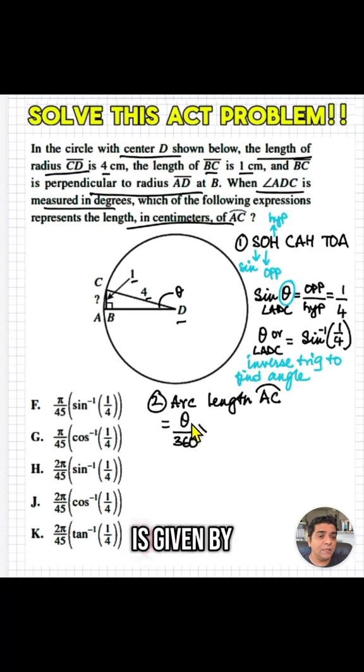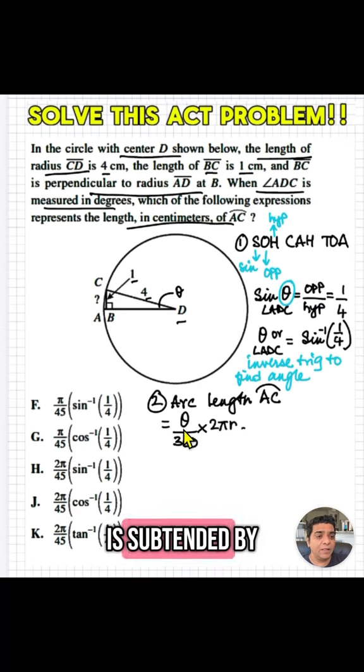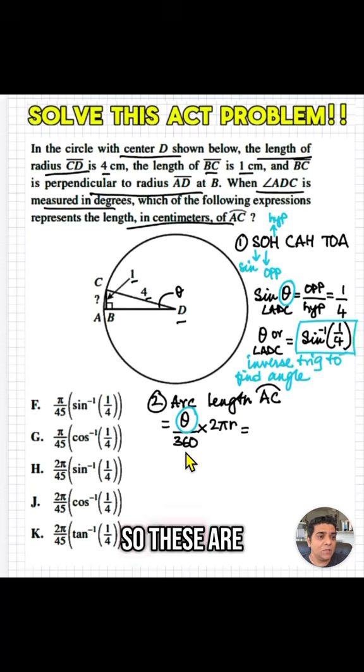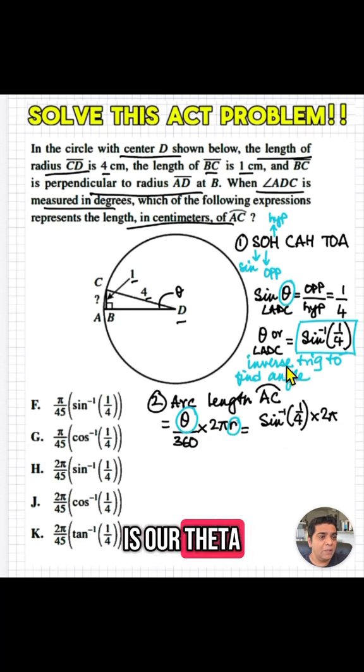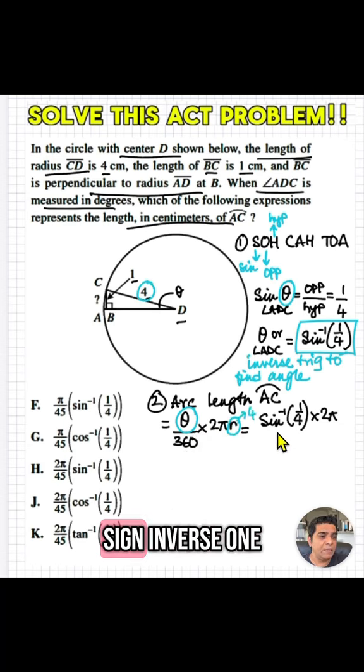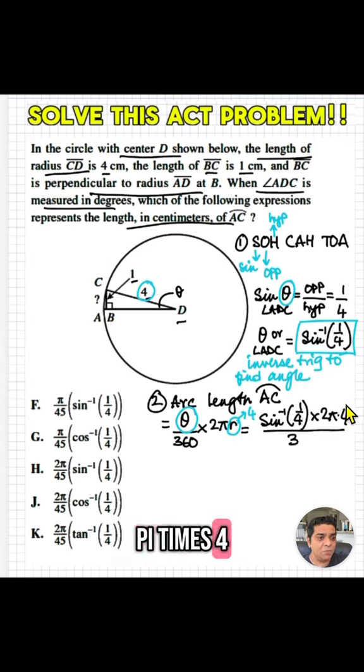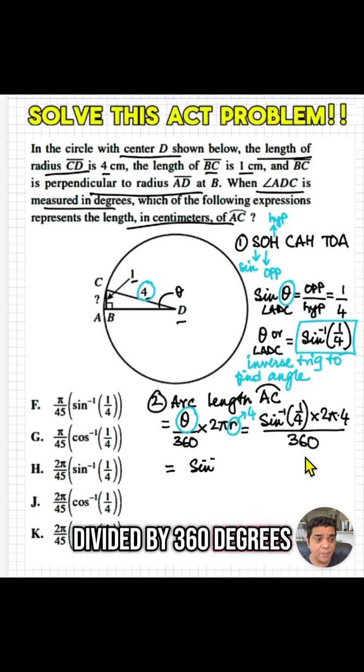So arc length is given by the formula, the angle that is subtended by that arc divided by 360, so these are all in degrees, times 2 pi r. 2 pi r is the circumference of the circle. R is the radius, of course. So let's go ahead and substitute. Theta is our theta. We calculated sine inverse 1/4, times 2 pi times 4, radius is 4, divided by 360 degrees.